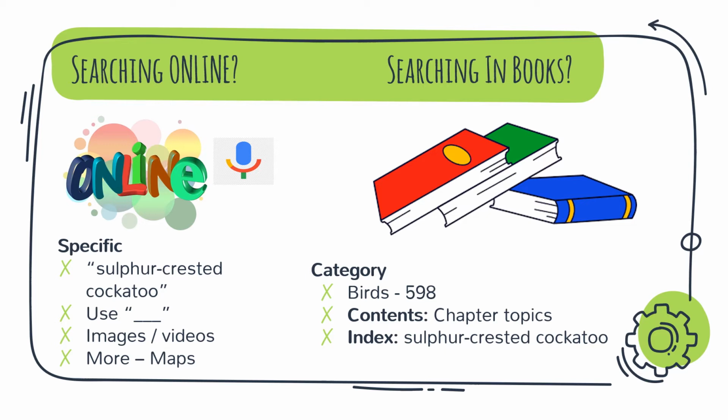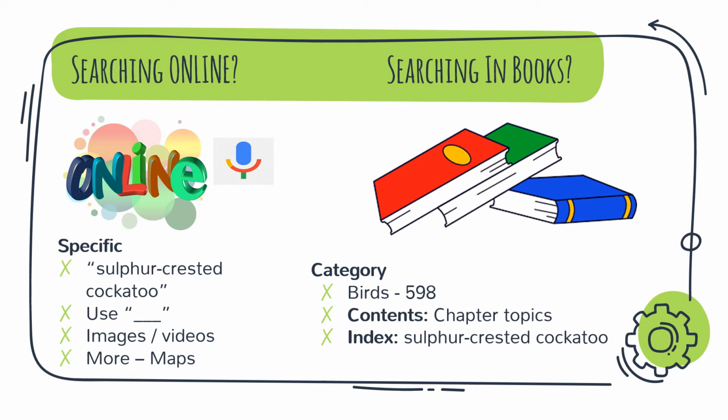So what's different about searching in books? When you search in books, you're going to find the books are in categories. So birds will be found at 598. So perhaps there'll be a book there on sulphur-crested cockatoos, but it might be that you'll find a section on sulphur-crested cockatoos. So once you've actually searched and found a book, then you navigate.